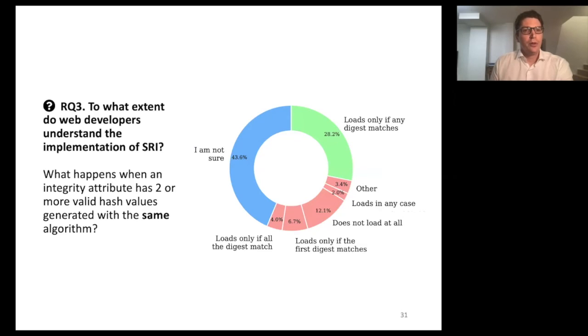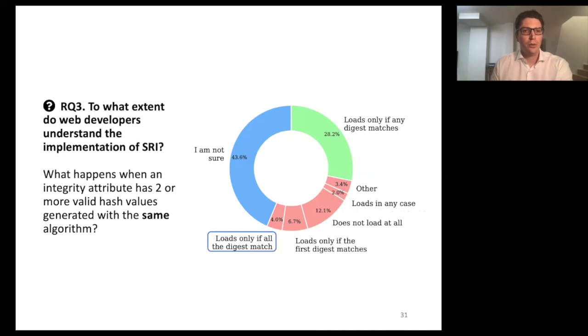The third question was, what happens when an integrity attribute has 2 or more valid hash values generated with the same algorithm? And here, 28% provided the correct answer. It loads only if any digest matches. But what's a bit worrisome is this 4% who said it loads only if all the digests match.